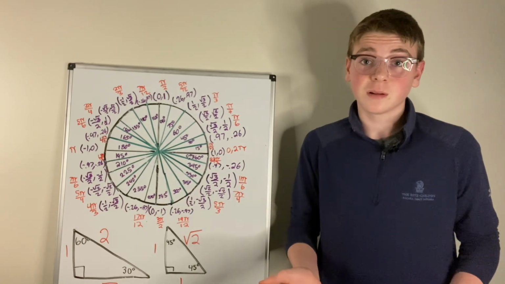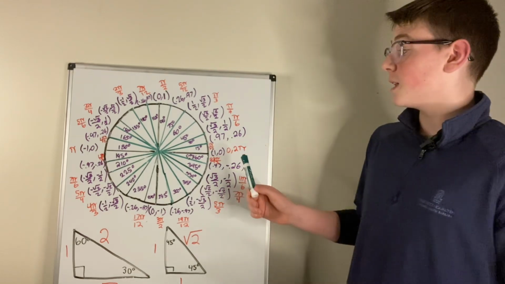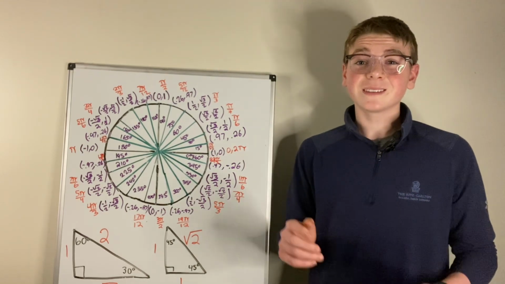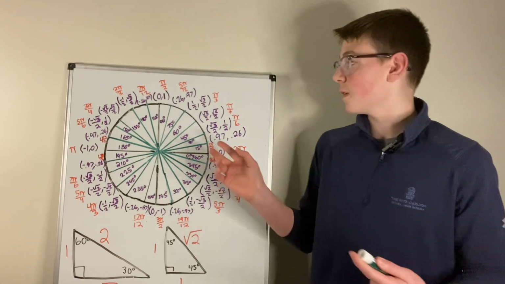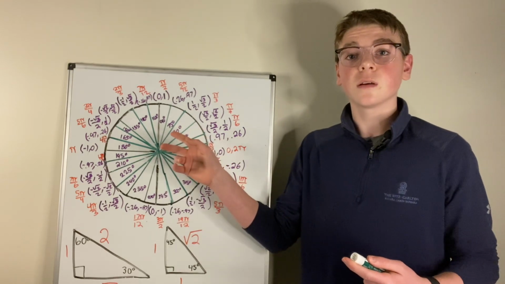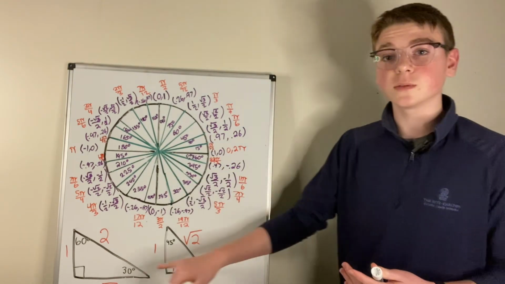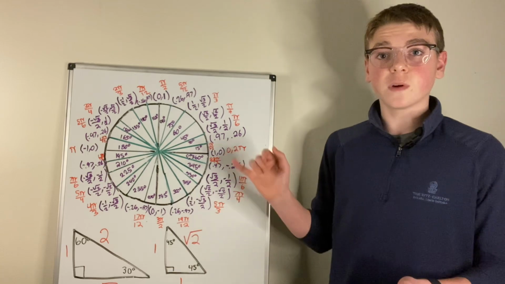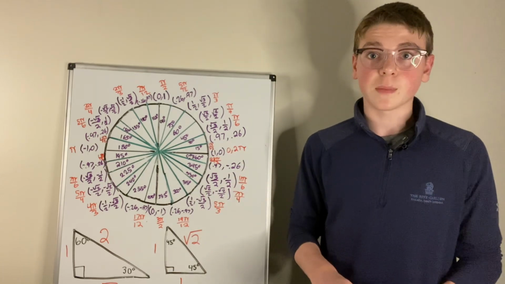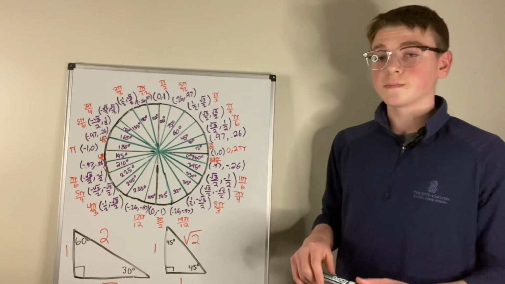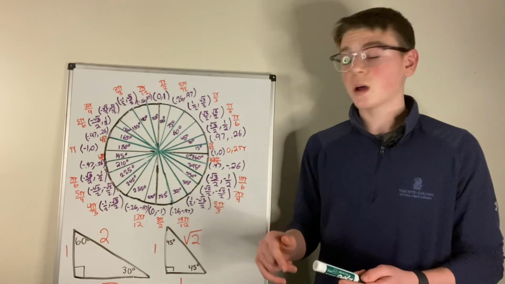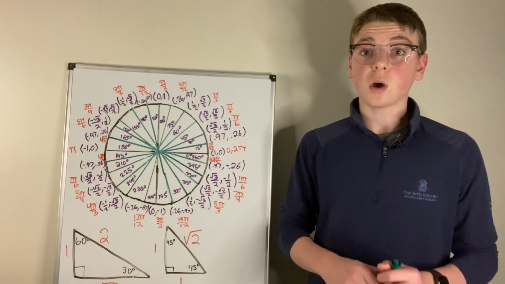So, let's get started. 15 degrees. This is the odd one out, 15 and 75. These are the odd ones out. So you can't use a special right triangle to find 15. So you're just going to have to memorize it. 15 degrees is 0.97, comma, 0.26. That's all you have to memorize.